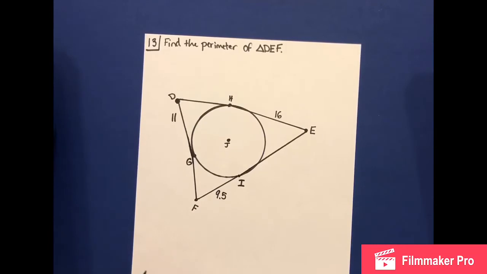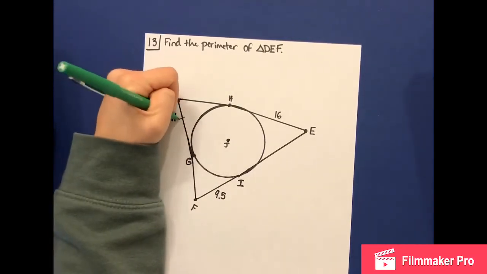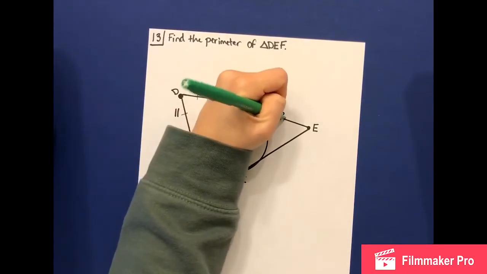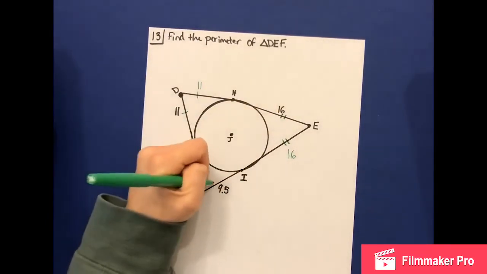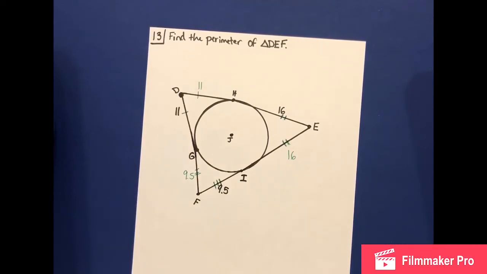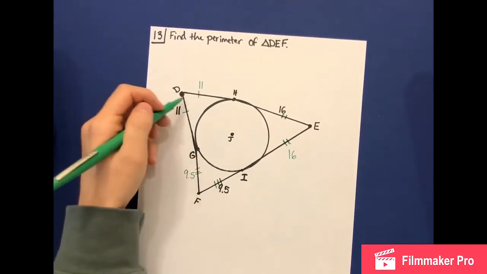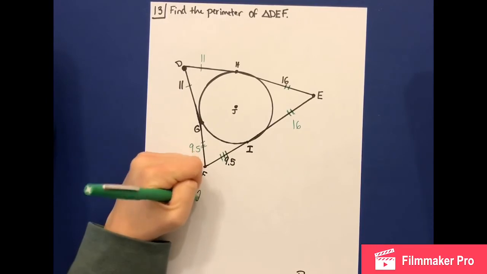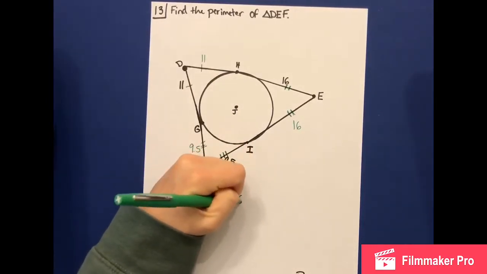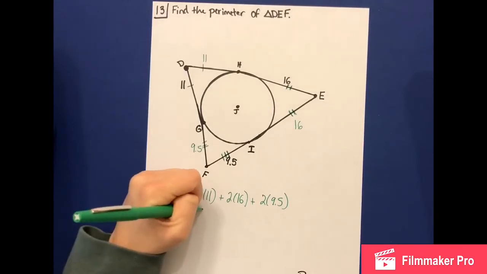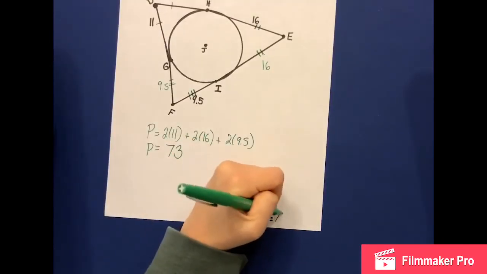Okay, so looking at this, what happens is we kind of get a similar property that we've seen before, where if this is 11, this is also 11. If this is 16, this is also 16. This is 9.5. This is also going to be 9.5. So what they actually want is find the perimeter of triangle DEF. So I look, DEF is the whole triangle. So I just need to add all of these up. So the perimeter, I might say 2 times 11, because there's 2 of them, plus 2 times 16, plus 2 times 9.5. And I get the perimeter equal to 73. That's my answer.